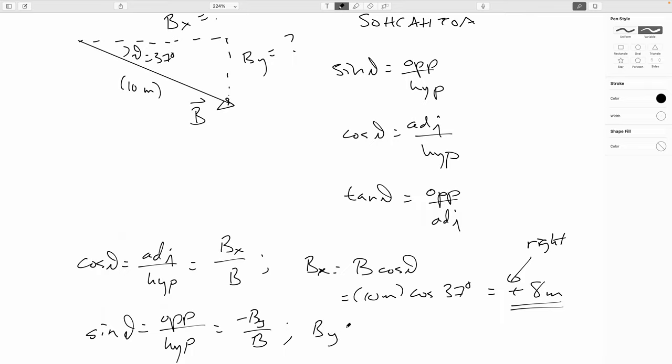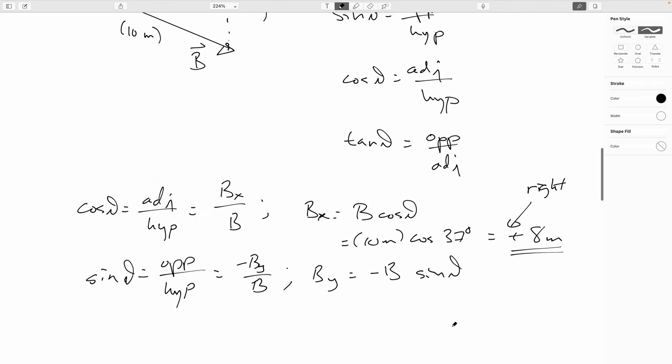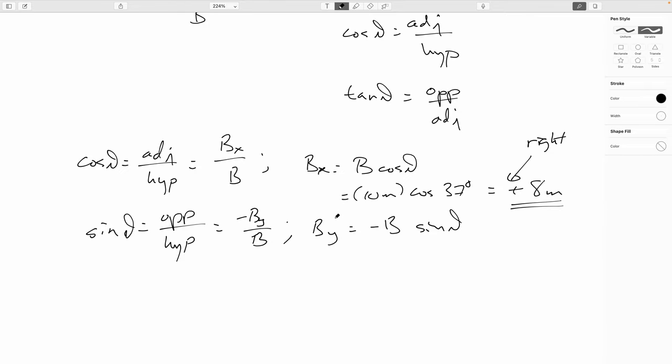So BY here will be equal to minus B sine theta. So this will be minus 10 meters times sine of 37 degrees, which is negative 6 meters. And I interpret the minus sign as meaning we're going down.